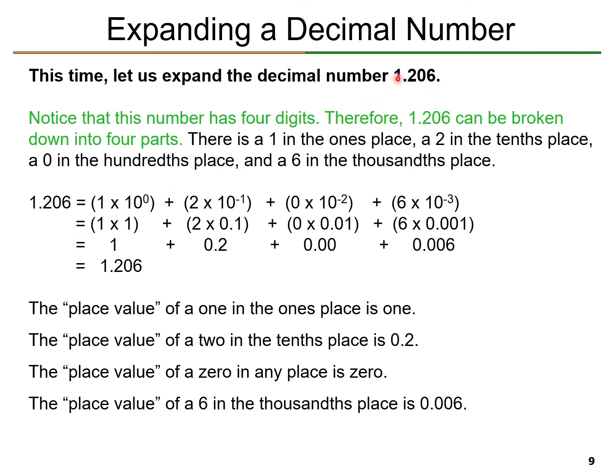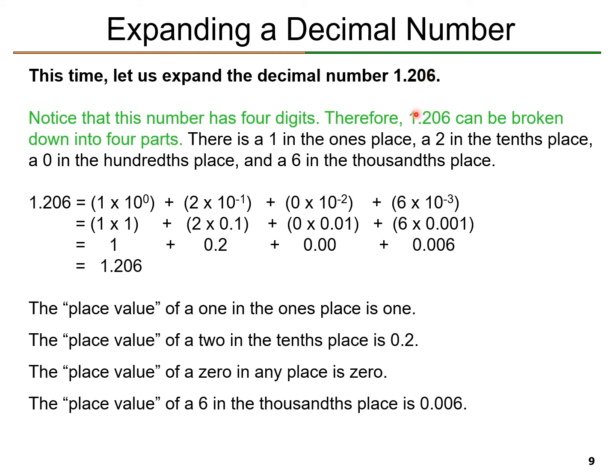We always start to the left. The 1 is the largest place. 1 is represented as what? 1 times 10 to the power 0. Remember, 10 to the power 0 is 1. So that's the same as 1 times 1. Then 2 times 10 to the power minus 1. Remember, 10 to the power minus 1 is the same thing as 1/10. So the 2 is represented as 0.2.